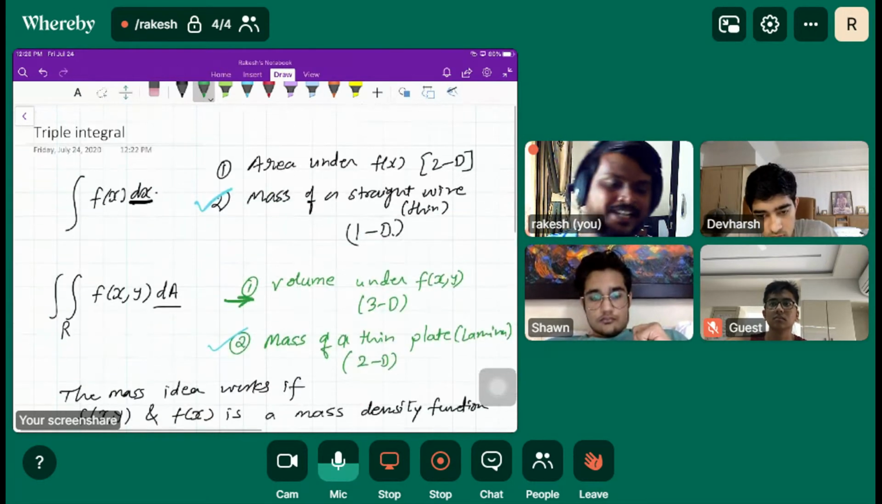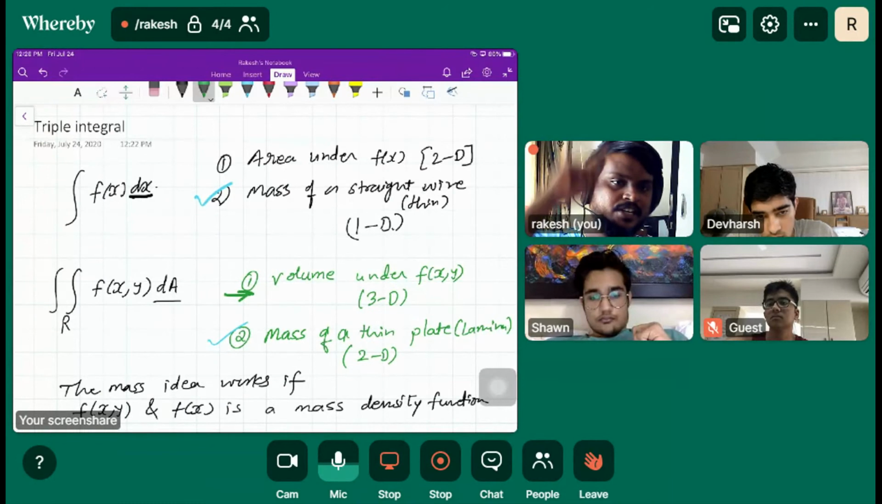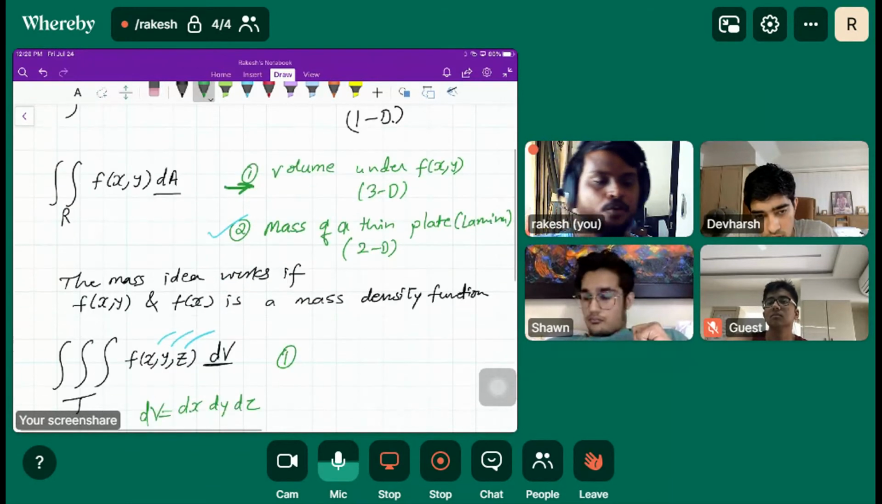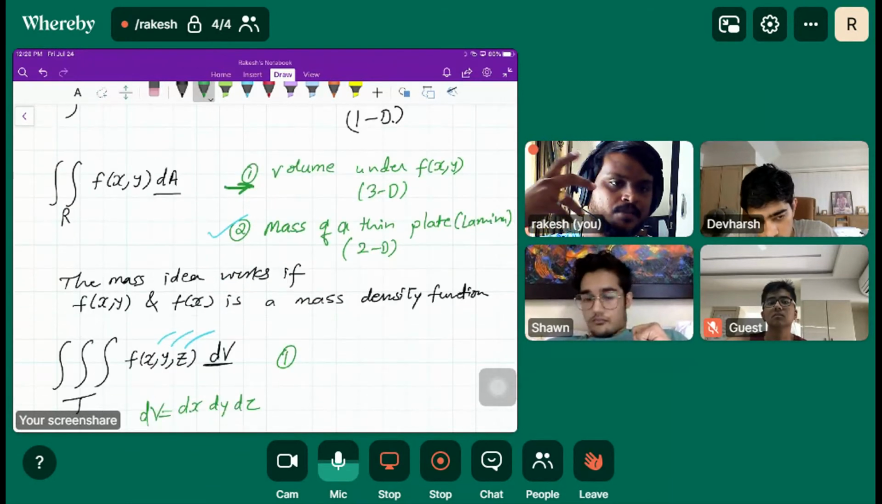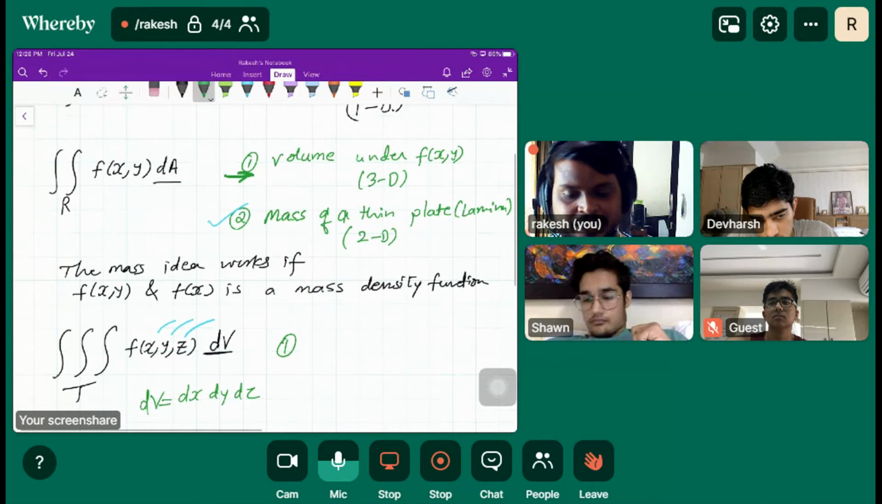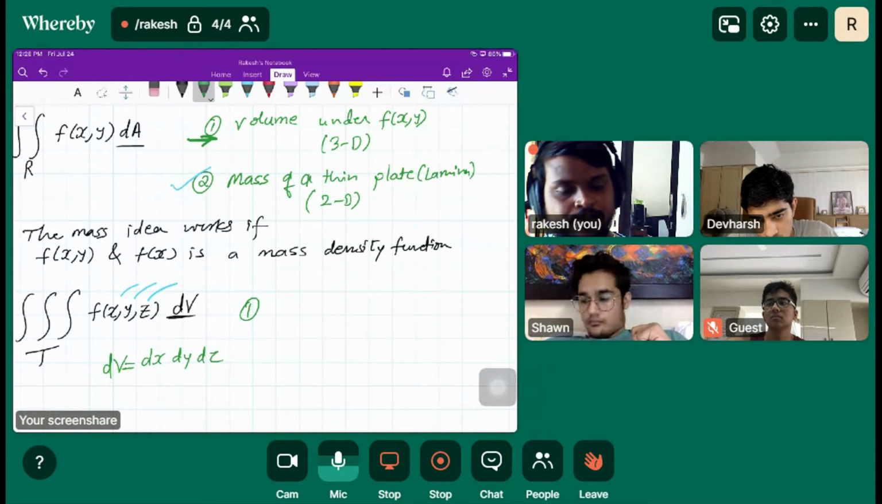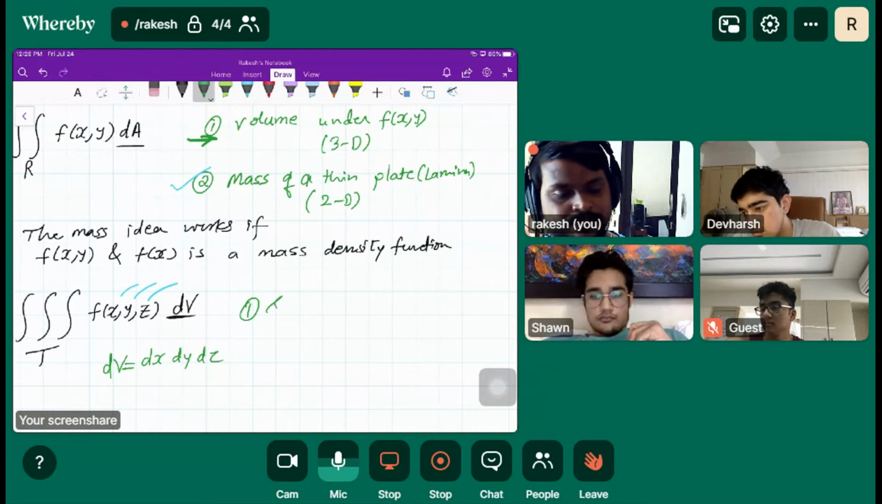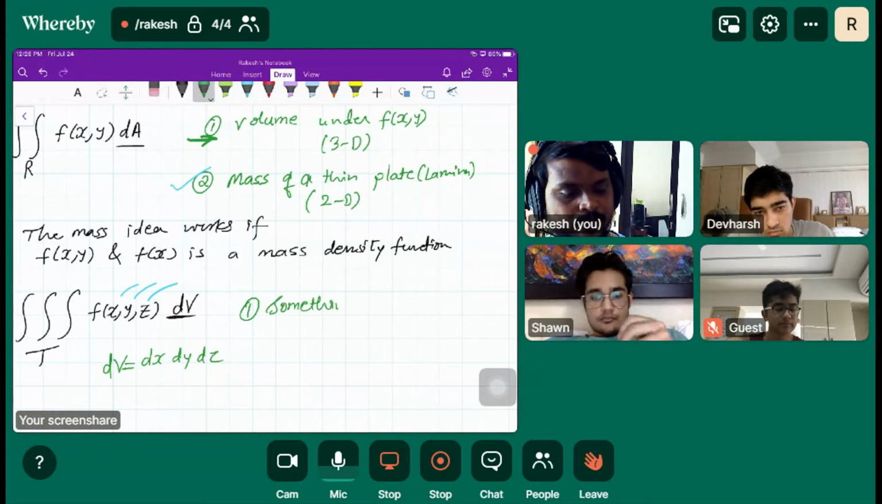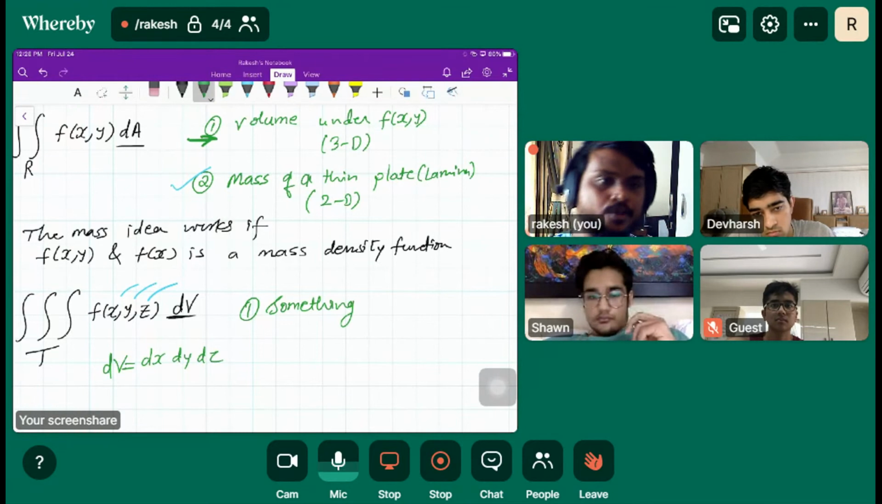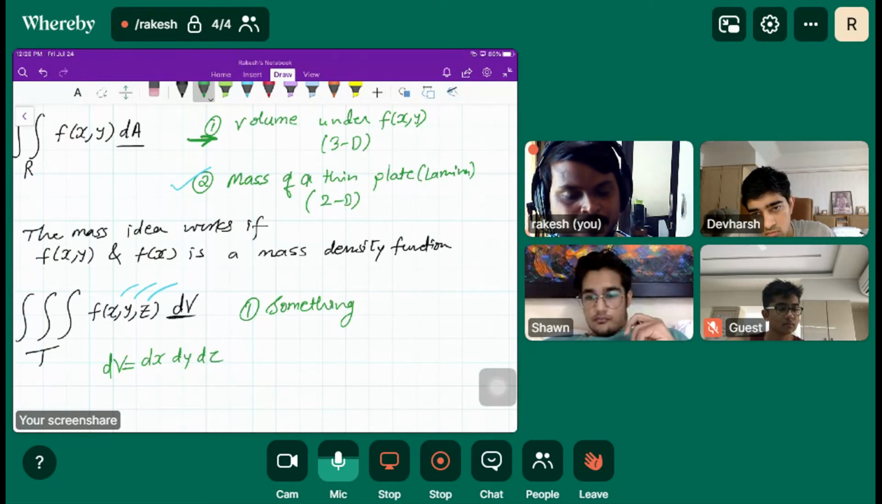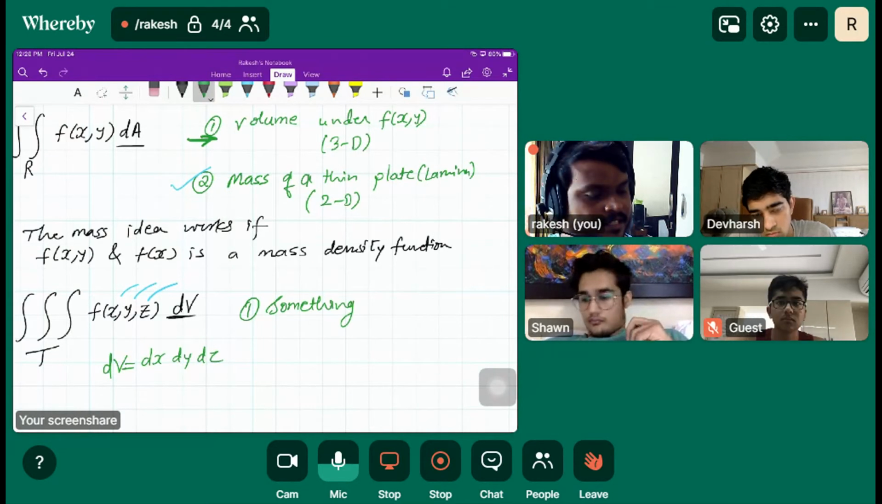Like we get area under the curve for the first one, integration; we get volume under the surface by double integration; and what do we get by triple integration? So it is very hard to understand or imagine. What we get is something, okay, there is no particular name to that. We get some measurement.